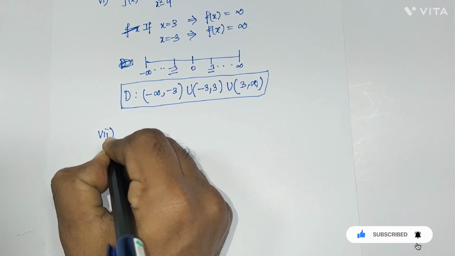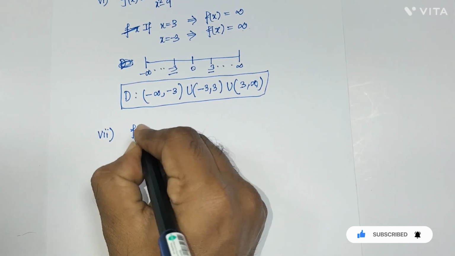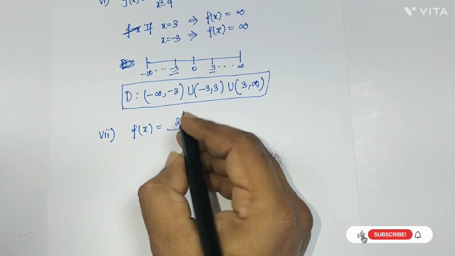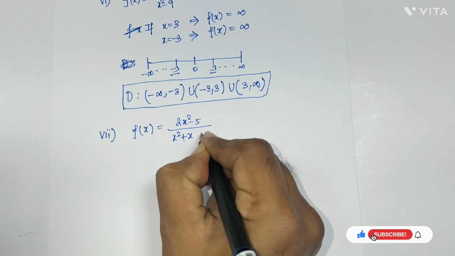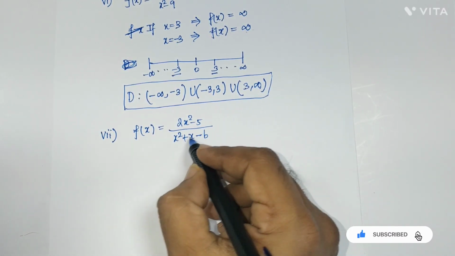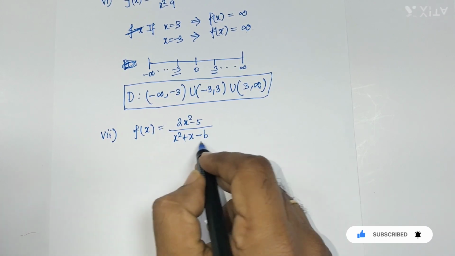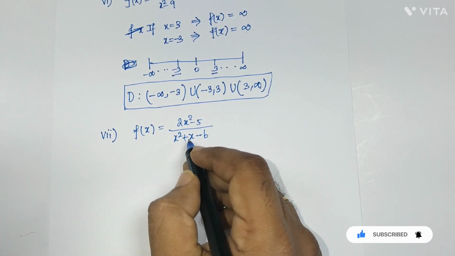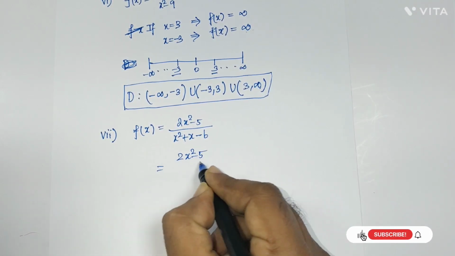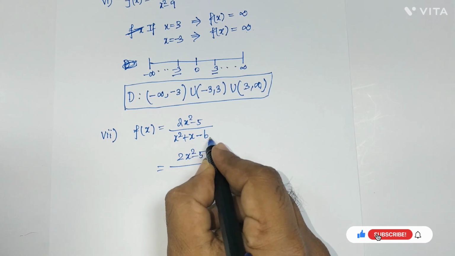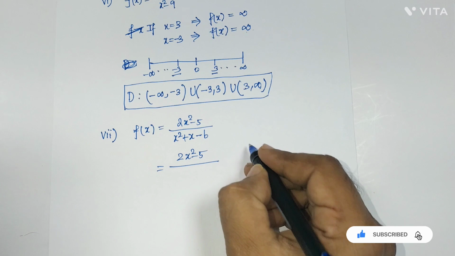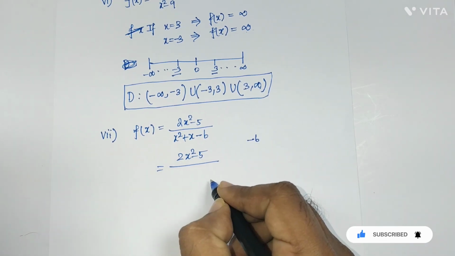Okay. And next one, the seventh one, is the function f of x equal to 2x square minus 5 divided by x square plus x minus 6. So this is also a quotient function. Already I told you, if the denominator has a function, we have to be careful while finding the domain. This 2x square minus 5 divided by x square plus x minus 6, as it is, you can convert to linear factors.